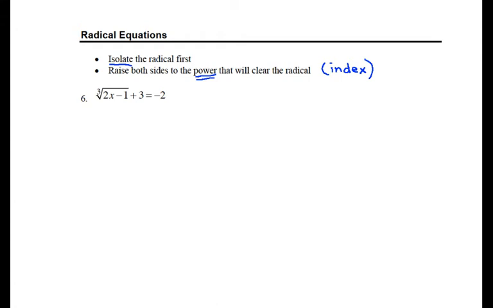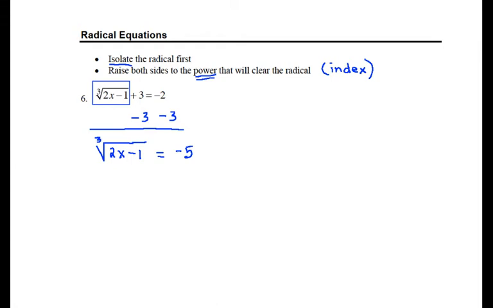So in this example here, our radical is the cube root of 2x minus 1. The first thing we have to do is isolate that. We have a plus 3 on the same side. We're going to stick with simple ideas here and just subtract 3 from both sides. So that gets us the cube root of 2x minus 1 on the left, and negative 2 minus 3 is negative 5 on the right.